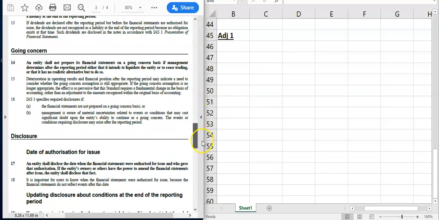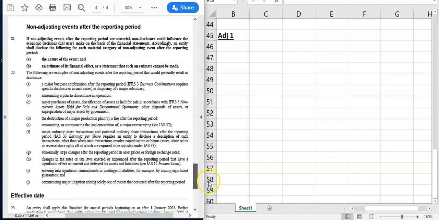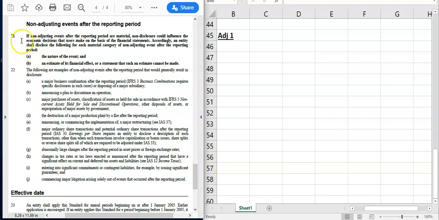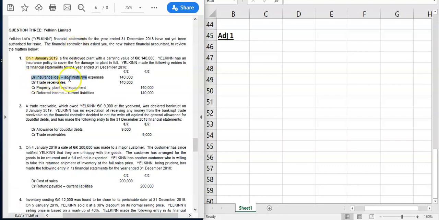Right? And the examiner gives you examples down here in paragraph 22. Here's the examples of non-adjusting events. And they say if the non-adjusting event is material, you should disclose it, the nature of the event and the financial effect, but you shouldn't adjust for it. And what you'll notice is paragraph 22, so section D, the destruction of a major production plant by fire after the reporting period, that's a non-adjusting event. Again, if you know your standards, you know the examples, good chance that they'll come up in the exam. So in that case, all of these should be reversed.